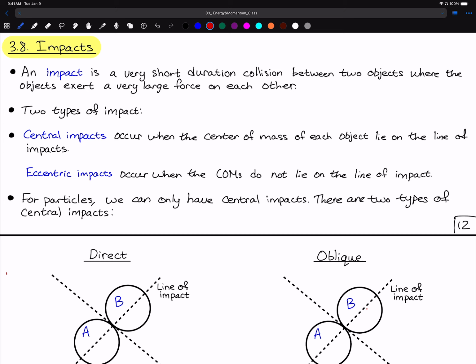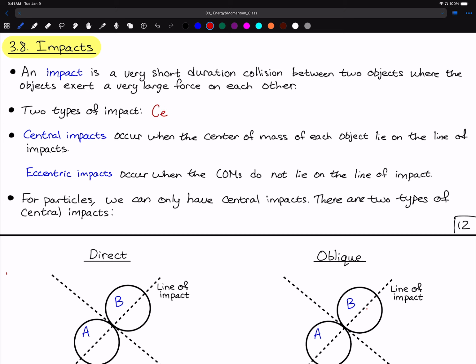Some examples include pool balls or billiard balls impacting each other. Cars colliding can be modeled as impacts. Asteroids bumping into each other can also be modeled with impacts. And there are really two types of impacts that can occur in general.